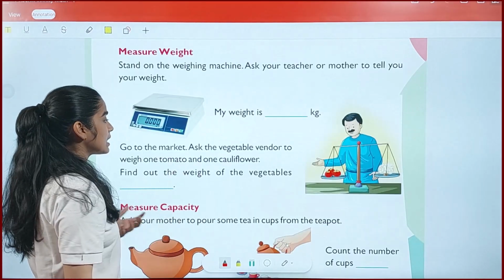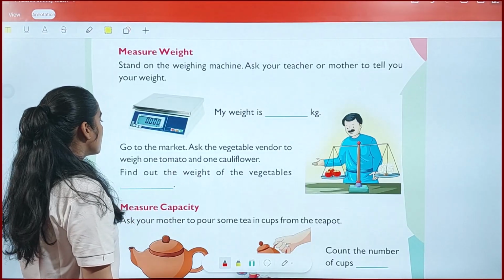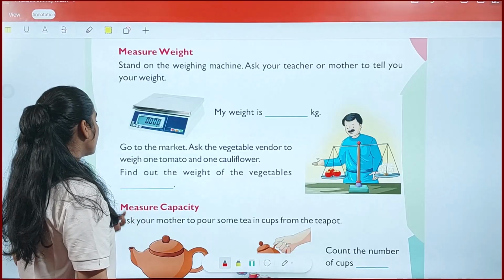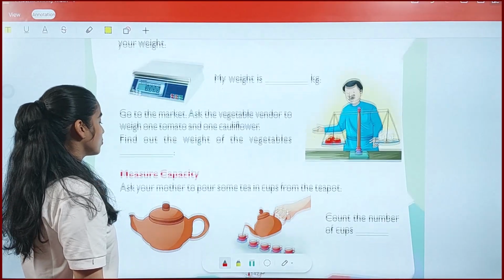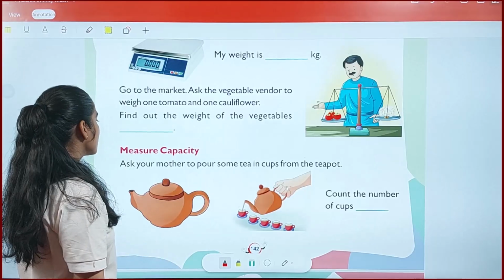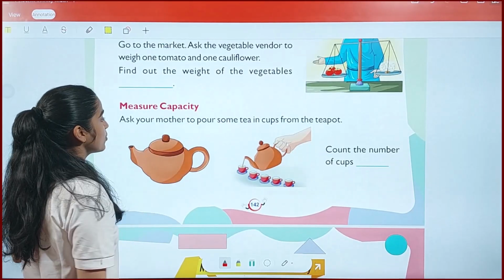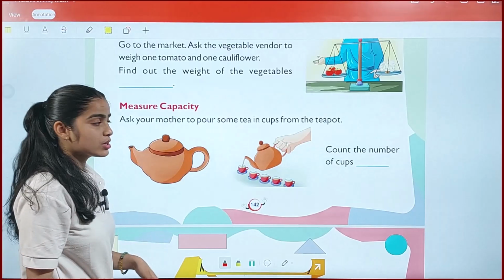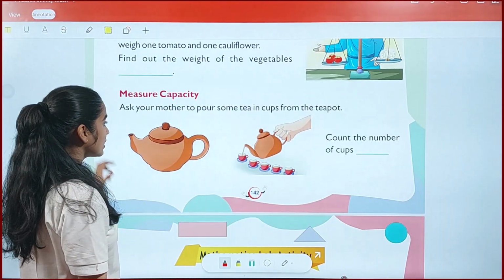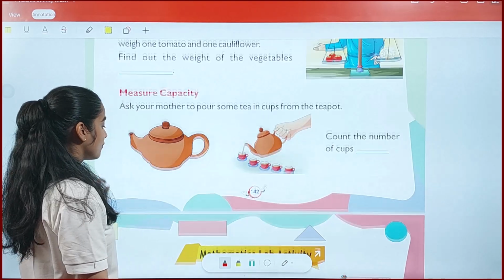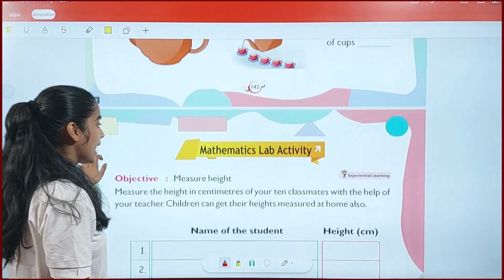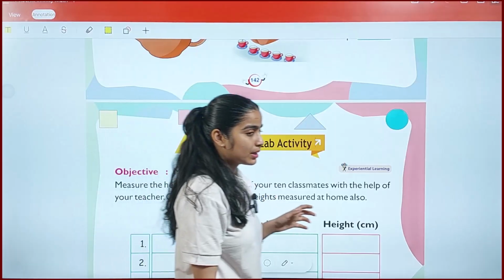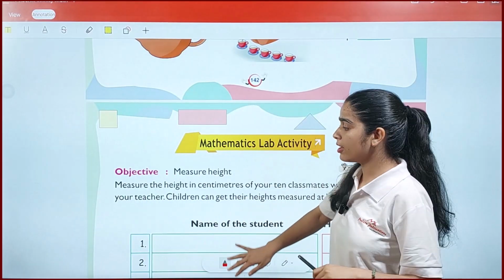Go to the market, ask the vegetable vendor to weigh 1 tomato and 1 cauliflower. Find out the weight of the vegetables. So this is also a practical part. So measure capacity: ask your mother to pour some tea in cups from the teapot, and then you have to count how many cups are filled with the help of the teapot. And now you have your mathematics lab activity which you have to perform in your maths lab.